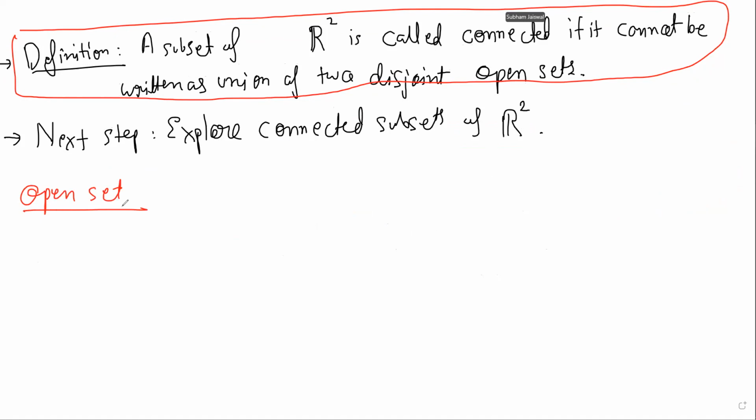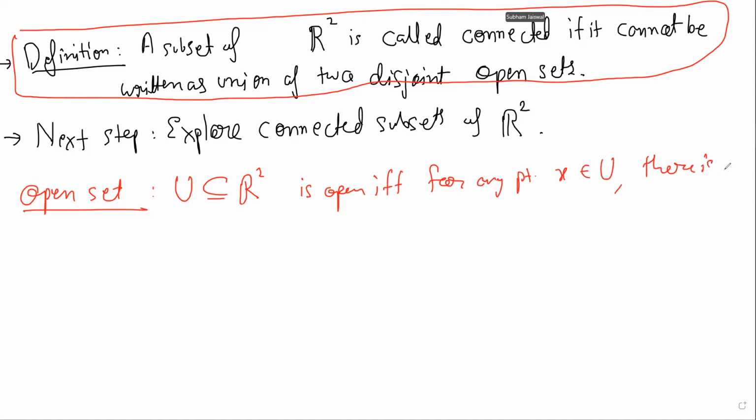So now I'm just going to define it independent of R or R2. A set U in R2 is open if for any point X in U, there is a ball around X. We usually write it as a ball of radius R around X, an open ball, such that this entire ball is inside U.